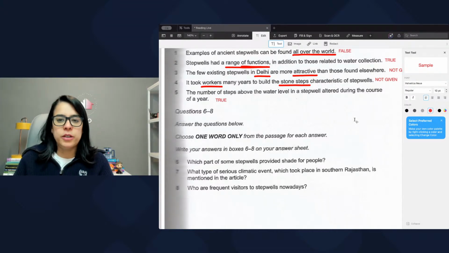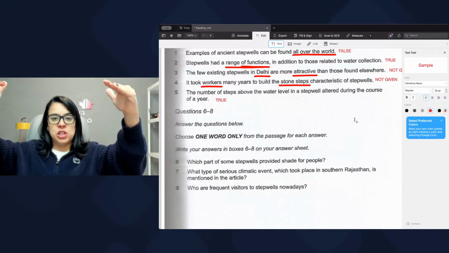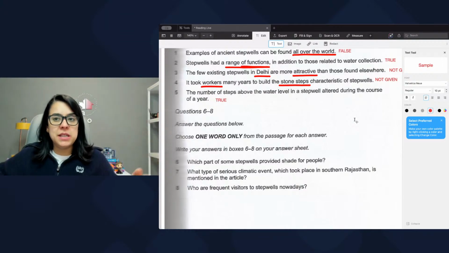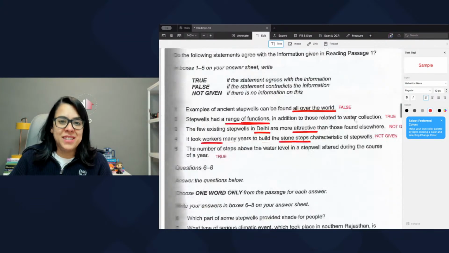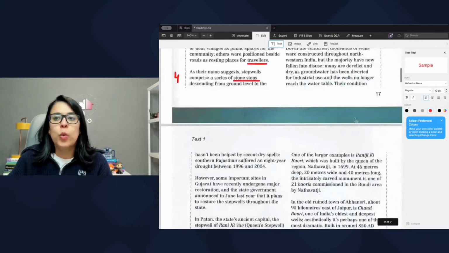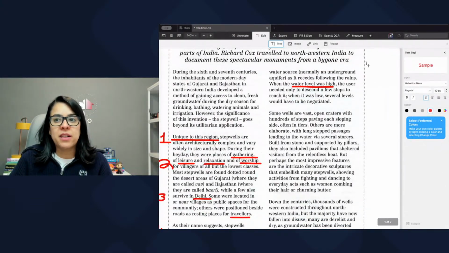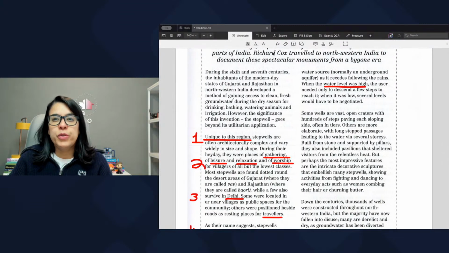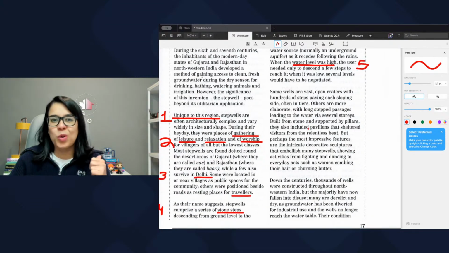Which part of some step wells provided shade for people? So a part of the step wells provided protection against the sun, shade for people. Let's see what it is. So guys, this is the second exercise. We are going to continue following the order of the text. So here we found the answer to question 5. We're going to continue from here. We won't go back.